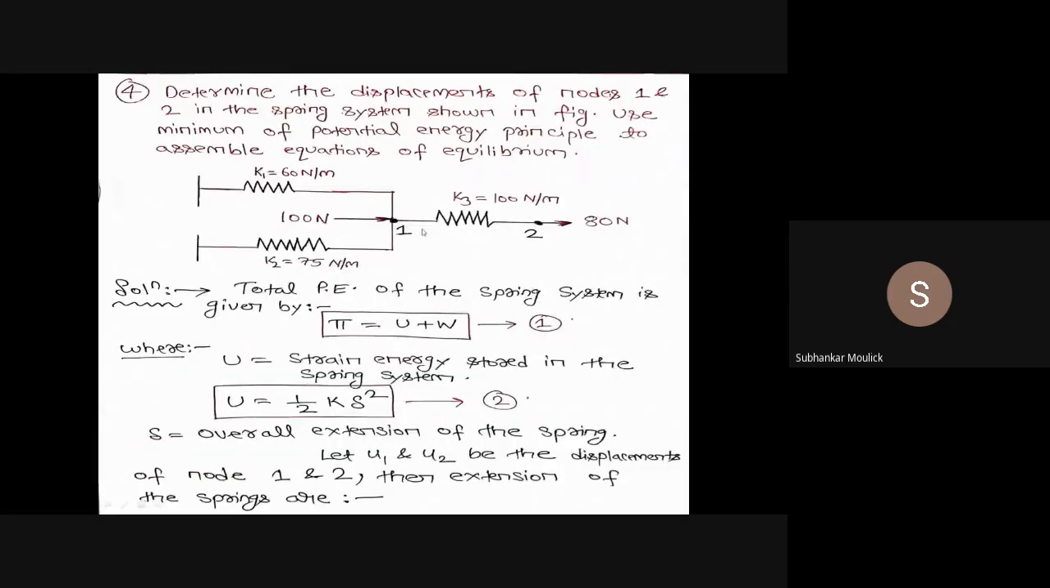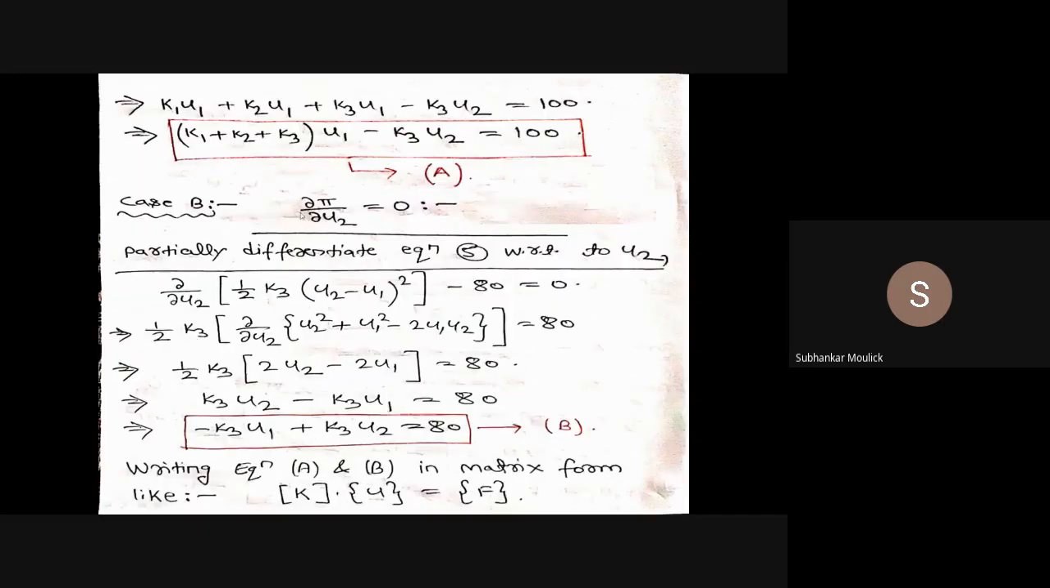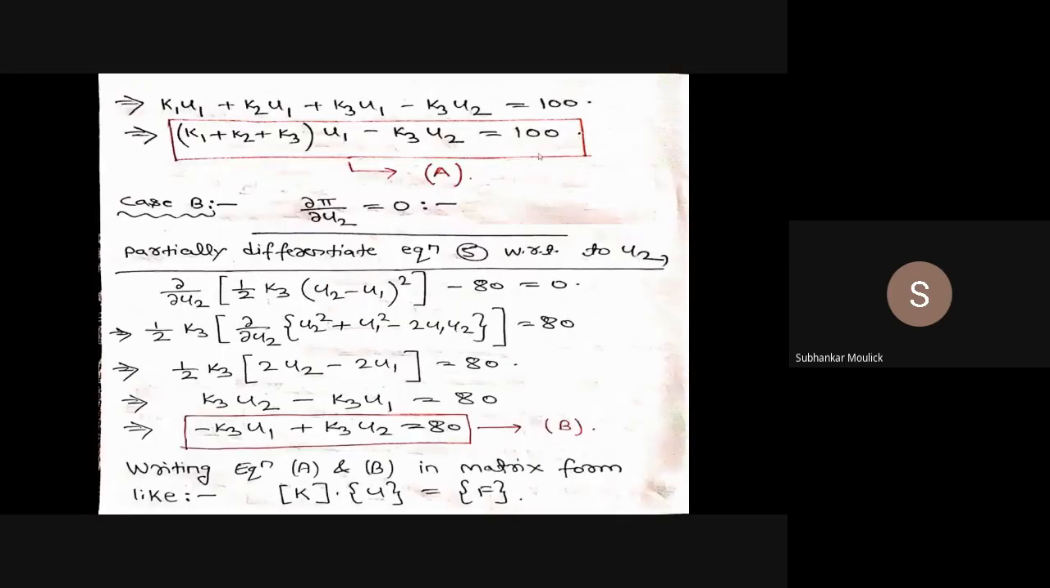There are total two unknown displacements present in the problem, that is u1 at node 1 and u2 at node 2. So first we will partially differentiate equation number 5 with respect to u1, that is del pi by del u1 equal to 0. You will get one equation. Second time, again partially differentiate equation number 5 with respect to u2 and equate it equal to 0, that is del pi by del u2 equal to 0. You will get one equation. Then at last, you will write these two equations in matrix form and solve that matrix equation. You will get the value of u1 and u2.